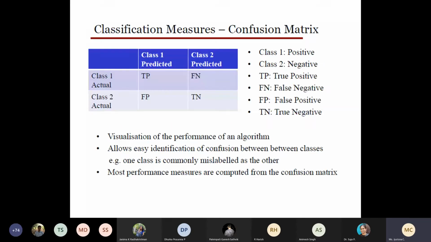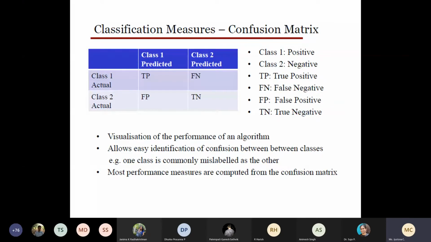Here the figure mainly shows binary classification. Just consider two classes, class 1 and class 2. Actually it belongs to class 1 or class 2, and how we are predicting. Based on that, we can make a visual representation. That representation we call the confusion matrix. This confusion matrix gives a picture of how you did the classification, whether you did it correctly: how many you classified correctly and how many you classified incorrectly. All those details it will give.